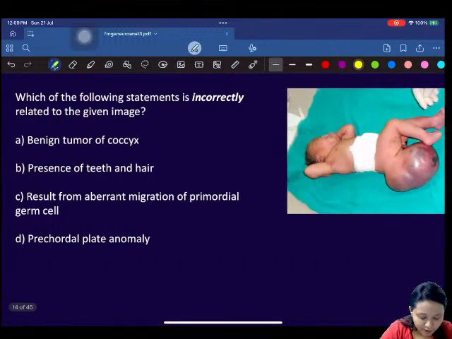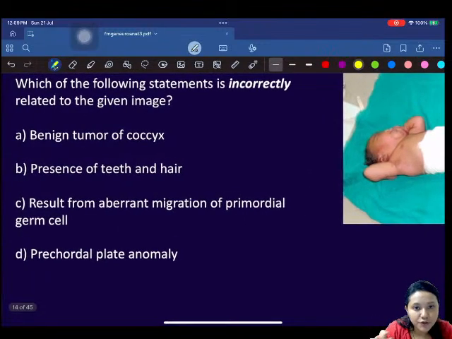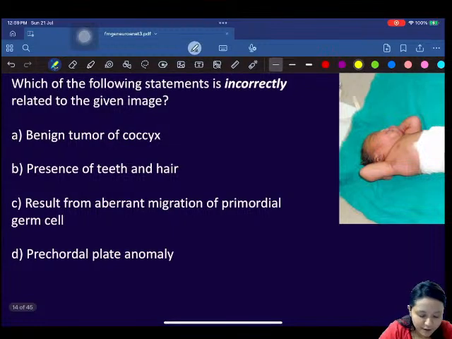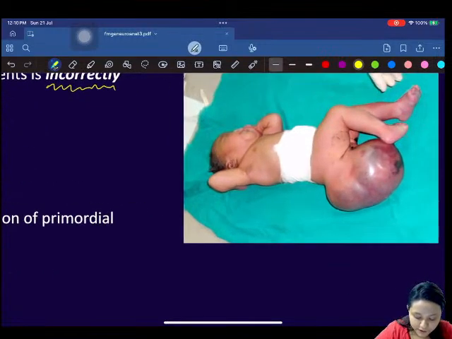Now, there is a very important topic which is to be discussed, and this is repeated in the NEET PG. You might also get a picture related question in the FMG as well. Okay, many times it is repeated in the NEET. So, they have asked in this question, which of the following statements is incorrectly related to the given image? So, they have given an image here. Okay, so in the region of the sacrum and the coccyx, you can see a very large tumor.